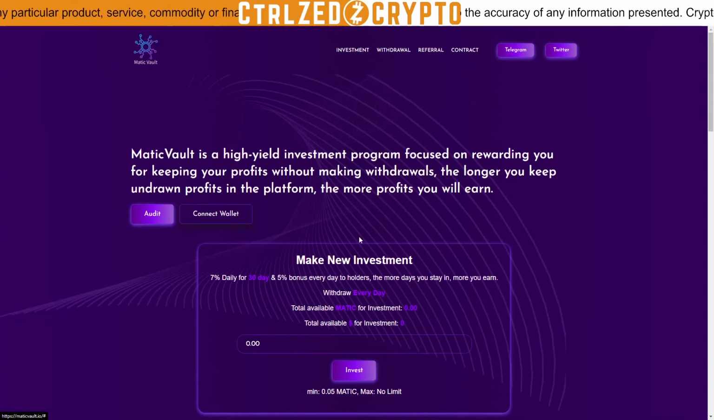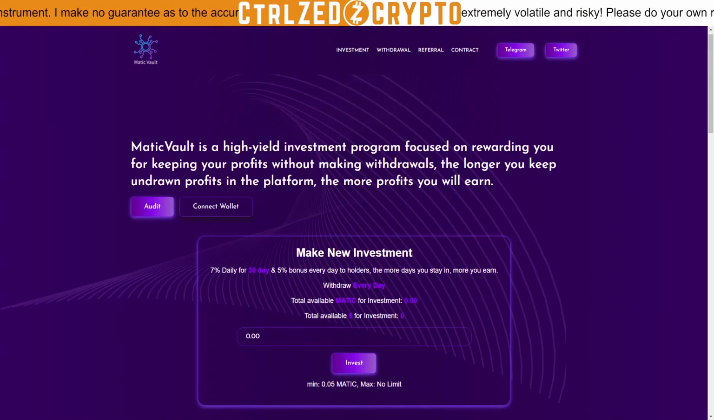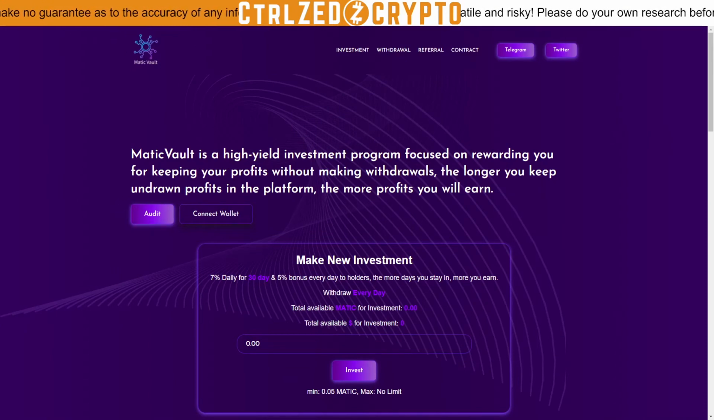Yeah. And I think this one will take off because there's a little bit of buzz around Matic Vault, and people are talking about it. So I'm pretty confident that it will actually get a pretty good starting deposit.